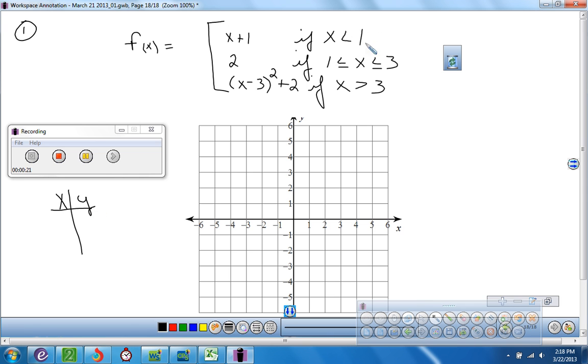I'm going to start out by placing 1 in for x. And then what's less than 1? 0, negative 1. So I'm just going to pick 0. So I'm going to take x plus 1 and plug in 1, so I get 1 plus 1, so I get 2. I'm going to do the same thing and plug in 0, so it's going to be 0 plus 1, or 1. So we're going to graph that part.